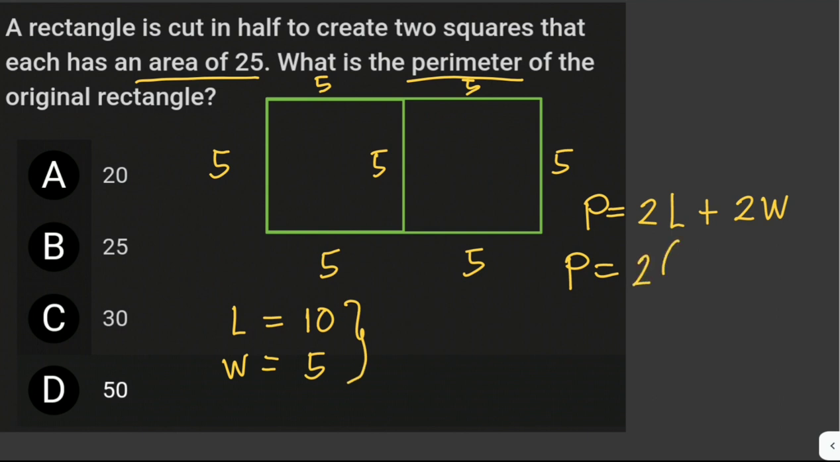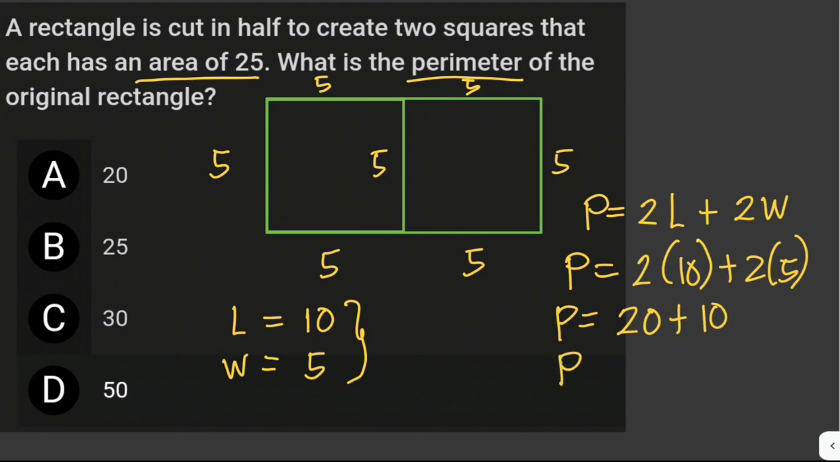So that would be 2 times 10 plus 2 times 5. So this is just equal to 20 plus 10. So the perimeter is just equal to 30. So our answer here is letter C.